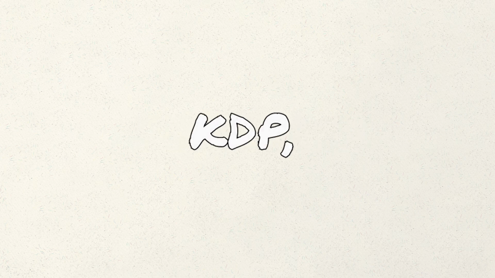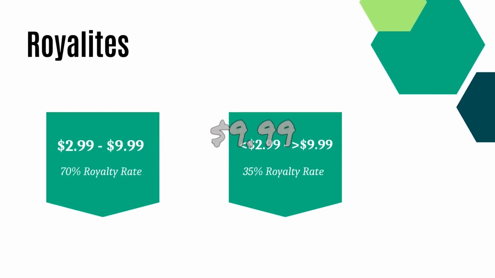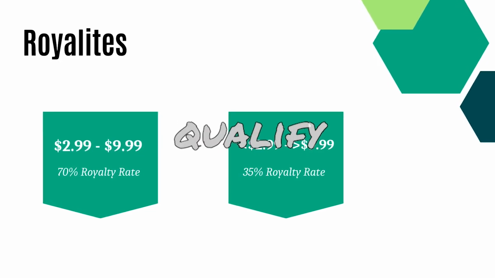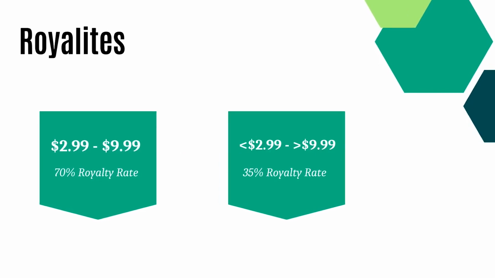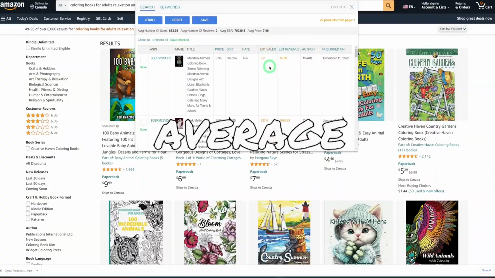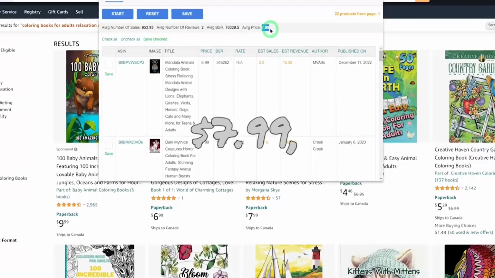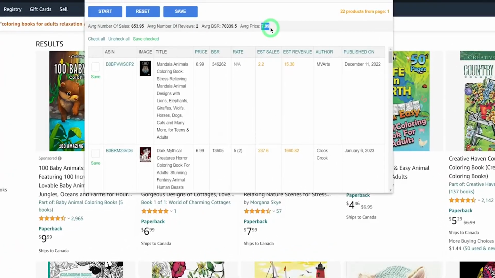For Amazon KDP, there are 2 royalty rate tiers. Books priced between $2.99 and $9.99 qualify for a 70% royalty rate, while books priced below $2.99 or above $9.99 qualify for a 35% royalty rate. Reviewing the average prices of the books we examined earlier, we see that they are around $7.99, falling under the 70% royalty rate tier. When setting prices for your items, it's advisable to aim for the average price range or slightly lower to boost sales.